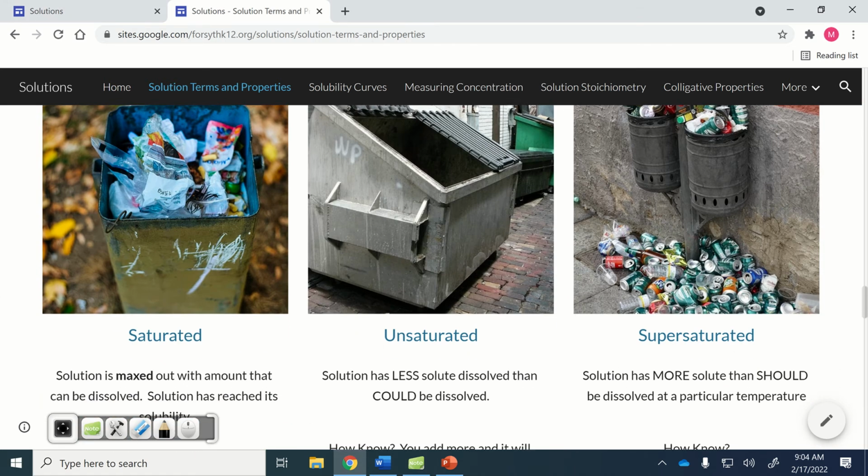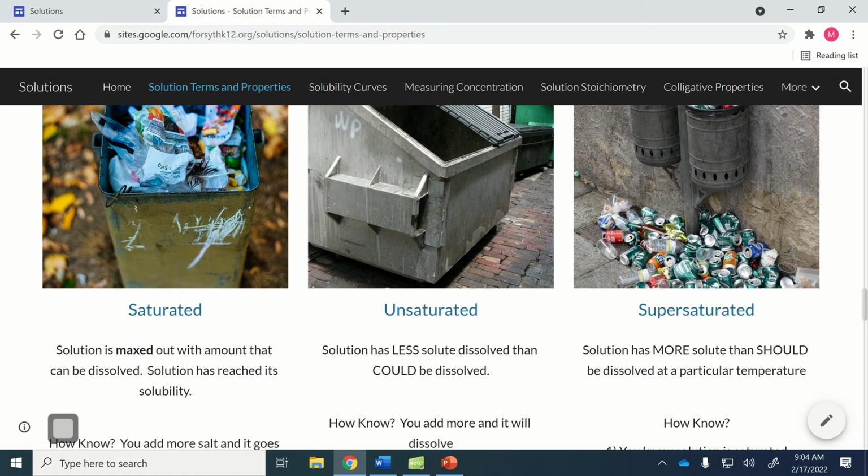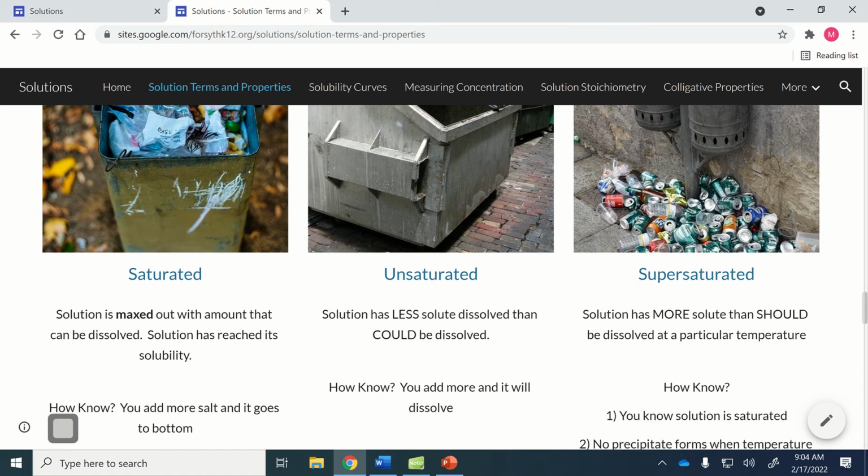More terms with all these trash cans here. What the heck are these trash cans for? Okay, and I might have to go back up. We will be describing solutions as saturated, unsaturated, and supersaturated.